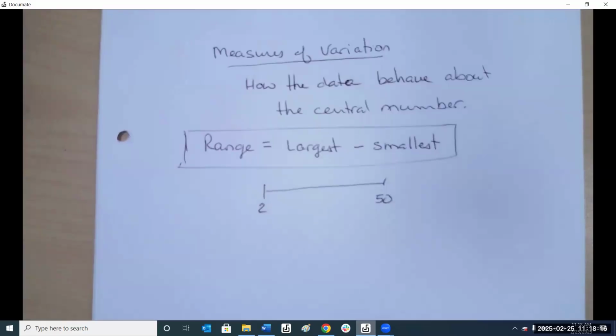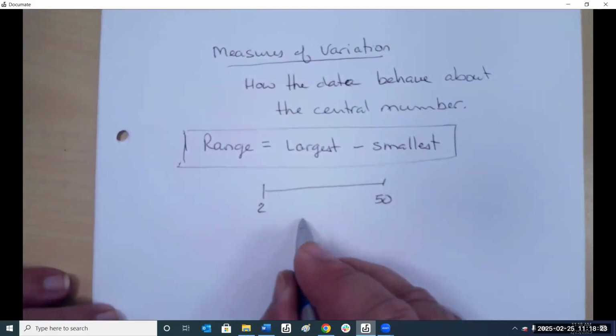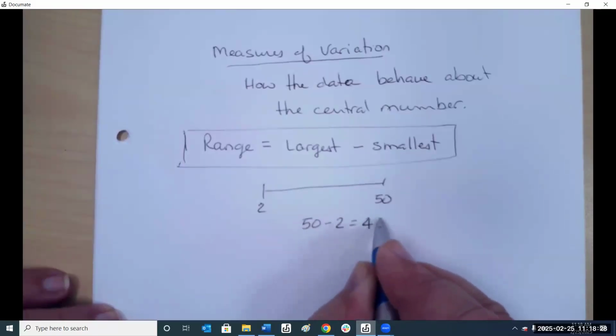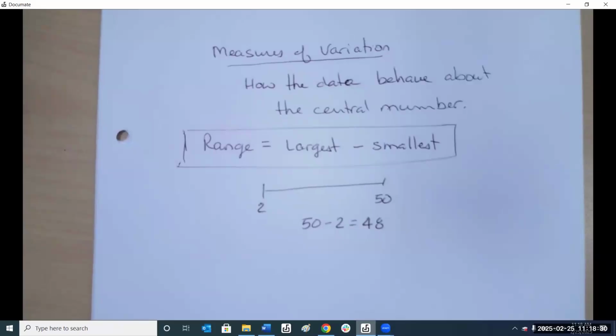So how many numbers are between 2 and 50? Right. It's the range. So we take the biggest number minus the smallest. We know that there are 48 numbers between there. This, in connection with everything else we've done so far, we're getting a better picture of how the data is being distributed throughout the whole process.